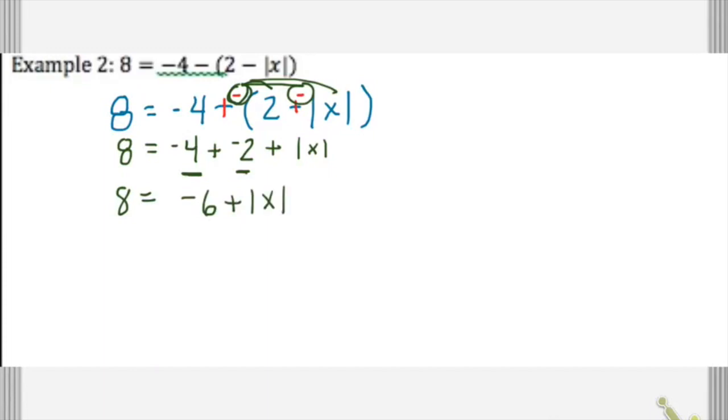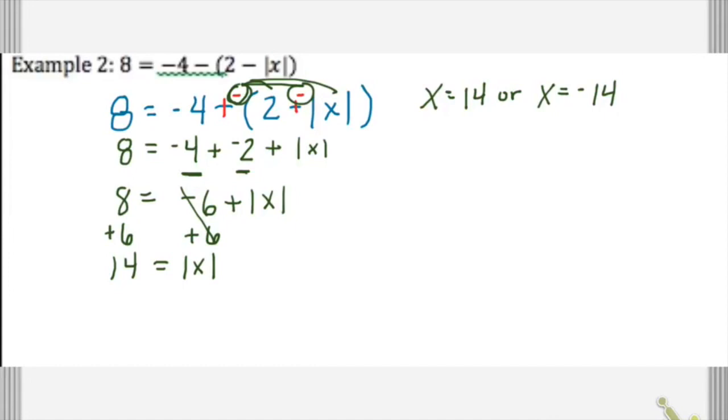Now I can worry about getting that absolute value of x all by itself. I want to get rid of the negative 6, so I apply ALE on both sides, adding 6 to both sides of the equation. That gives me 14 is equal to the absolute value of x. So I'm thinking, what values can x be that would give me an absolute value of 14? Well, x could equal 14, or x could equal negative 14. And so that is my solution set, again listing them least to greatest inside the set braces.